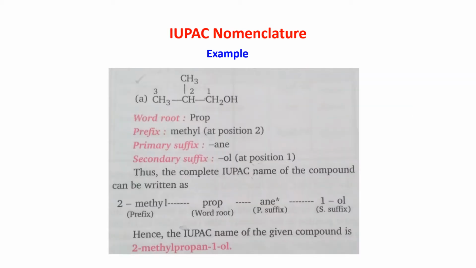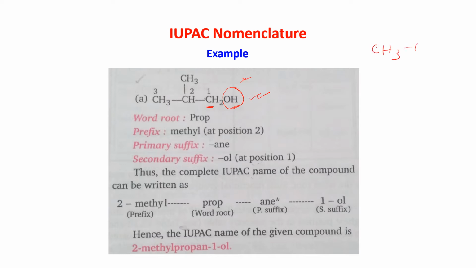Now see the example given: CH3, CH, CH3, CH2, OH. Now you can understand that in this compound, OH is the group which is leading the compound. So this OH is the secondary suffix here. Now you have to number the carbon atoms. As OH is the functional group here, we will start numbering from this carbon atom, that is 1, 2 and 3.